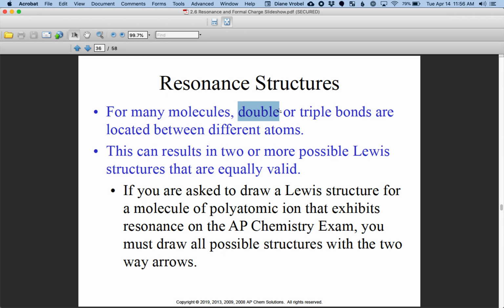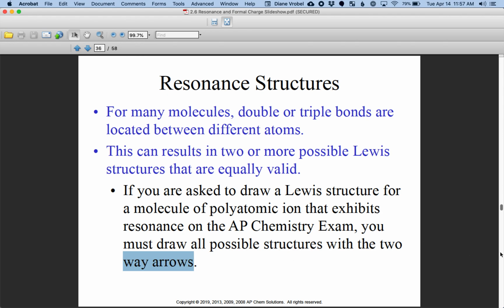With resonance, what it means is that you can have more than one possible Lewis structure. So molecules, when they have double or triple bonds, will move their electrons around and share them differently to give them slightly different Lewis structures. Now, when we are talking about resonance, it is so important that you draw two-way arrows around the different types of Lewis structures. If you do not do this, the AP reader will not accept this as a resonance structure.